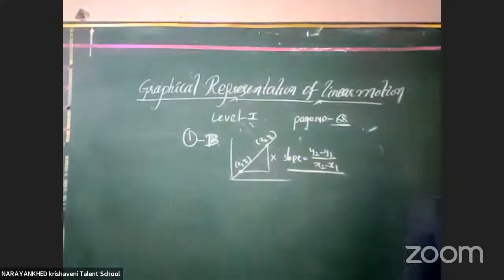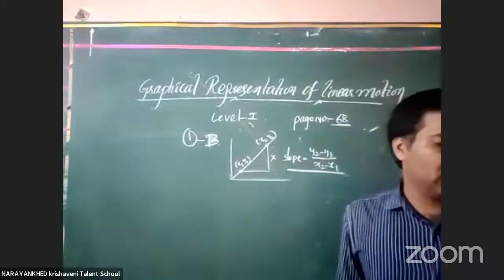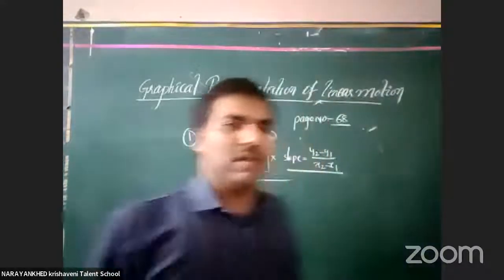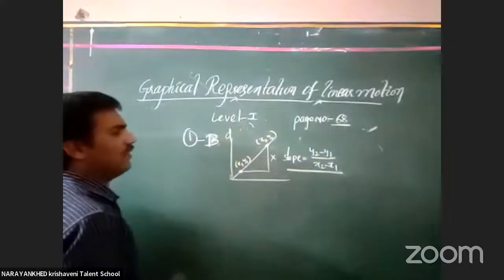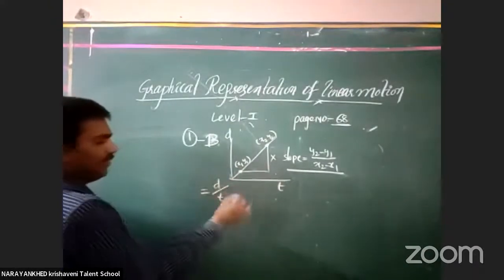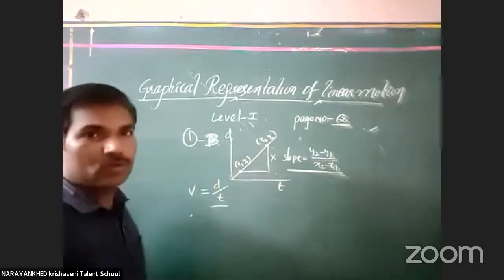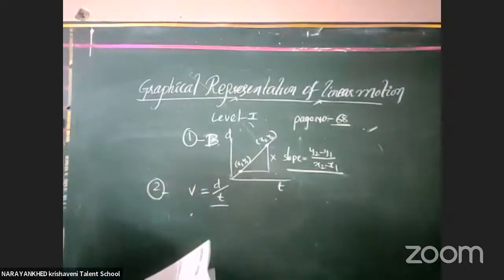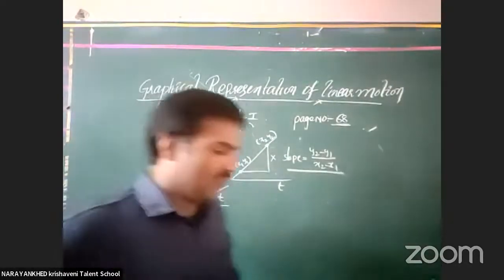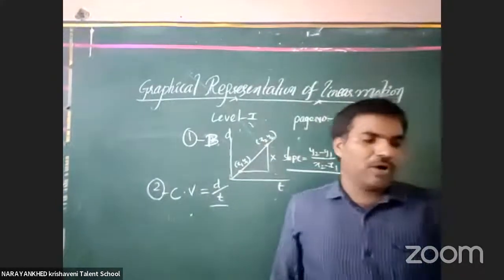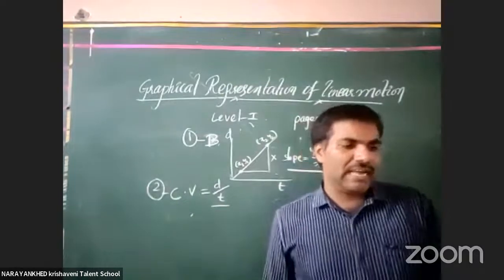Next, the slope of the distance and time graph represents what? Velocity, you know very well. Suppose this graph is only d and t. Then the slope is equal to d by t. This is equal to velocity. You know very well. The second answer is velocity, C.